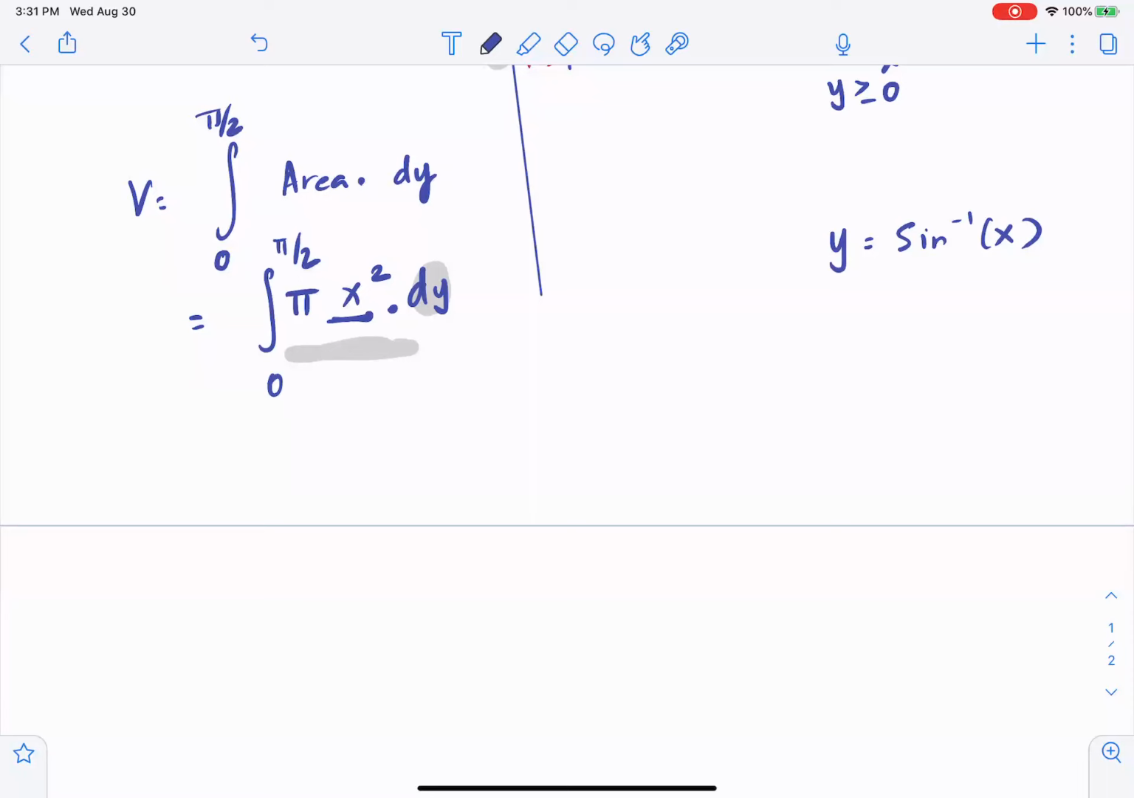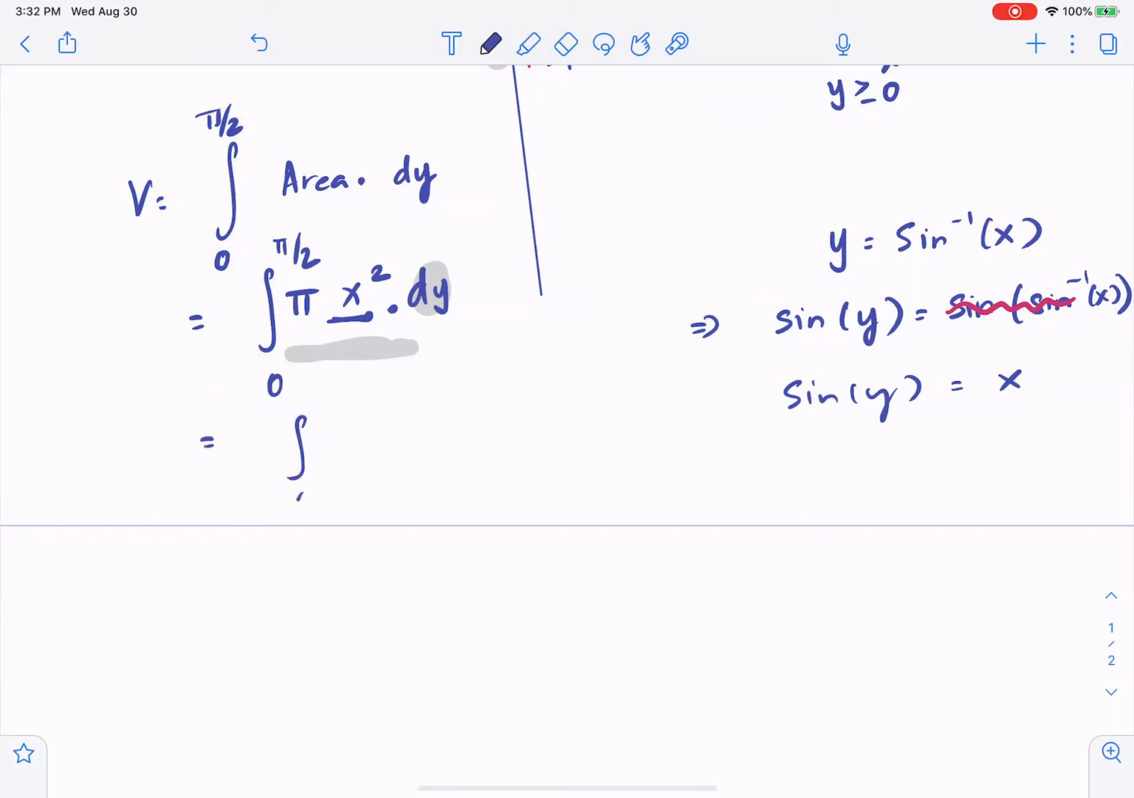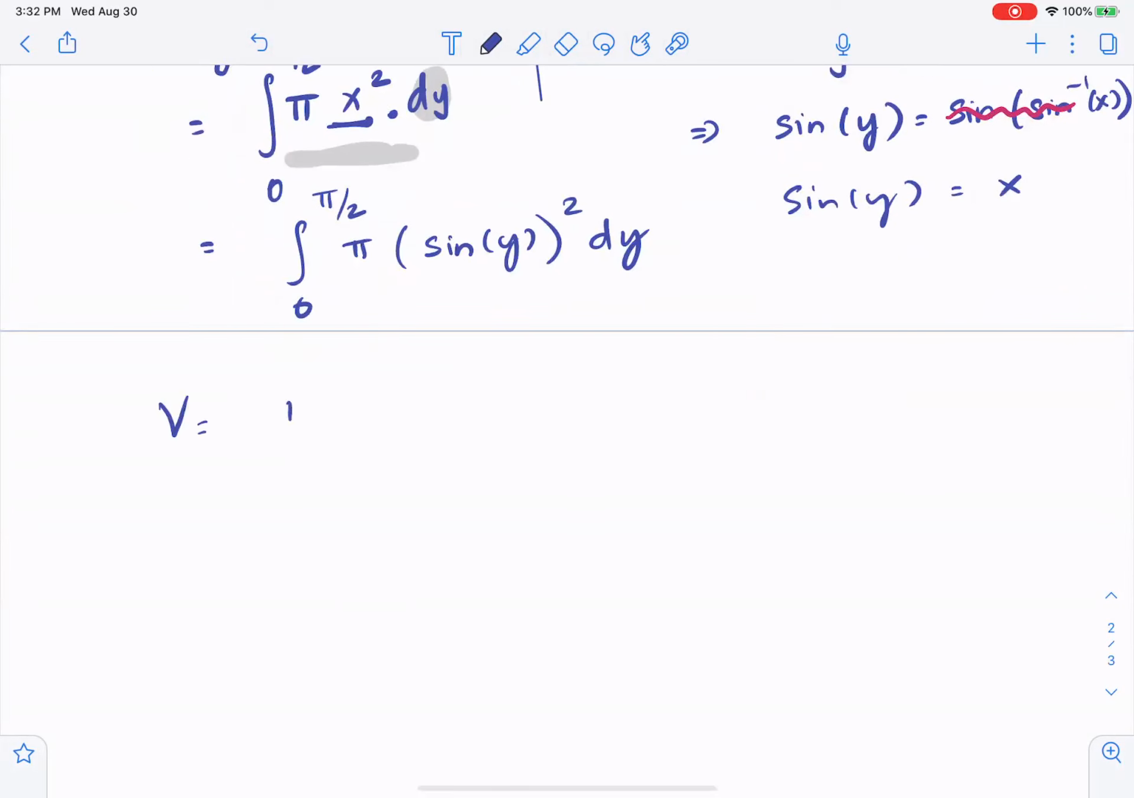Since I know y equals sine inverse of x, take sine on both sides. Sine y would equal sine of sine inverse of x. I'm doing this for you so that you understand things better. So here comes my squiggly, as I call it. Sine inverse would get cancelled. I end up having sine y equals x. Well, I can take that expression, put it in here, pi sine y, square that entire term. So my volume integral would be pi comes out, 0 to pi over 2, sine squared y dy.